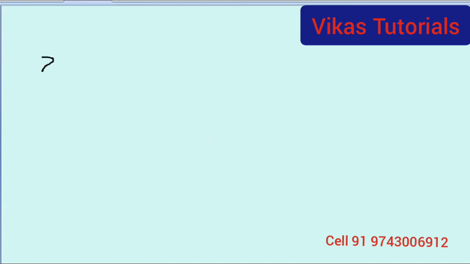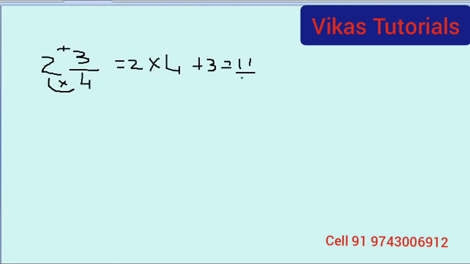Suppose there is a number 2 3 by 4. This is a mixed fraction. We have to convert this mixed fraction into an improper fraction. For that, what do we do? Multiply 2 into 4. 2 into 4 is how much? 8. 8 plus 3 is how much? 11. So it is 11 by 4. How will this come? See, this equals 2 into 4 plus 3, equals 11 by 4.